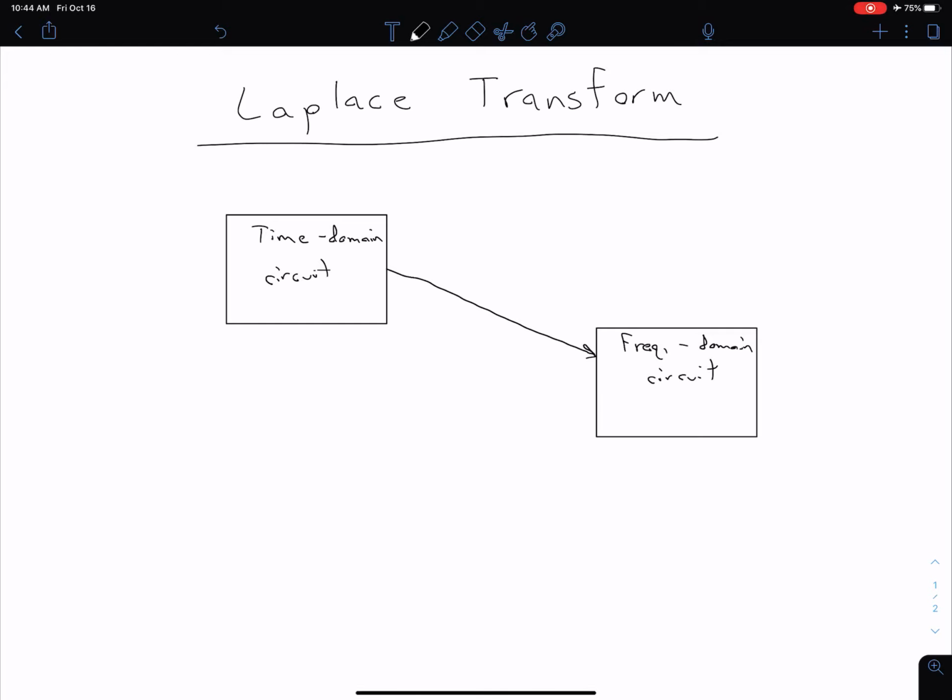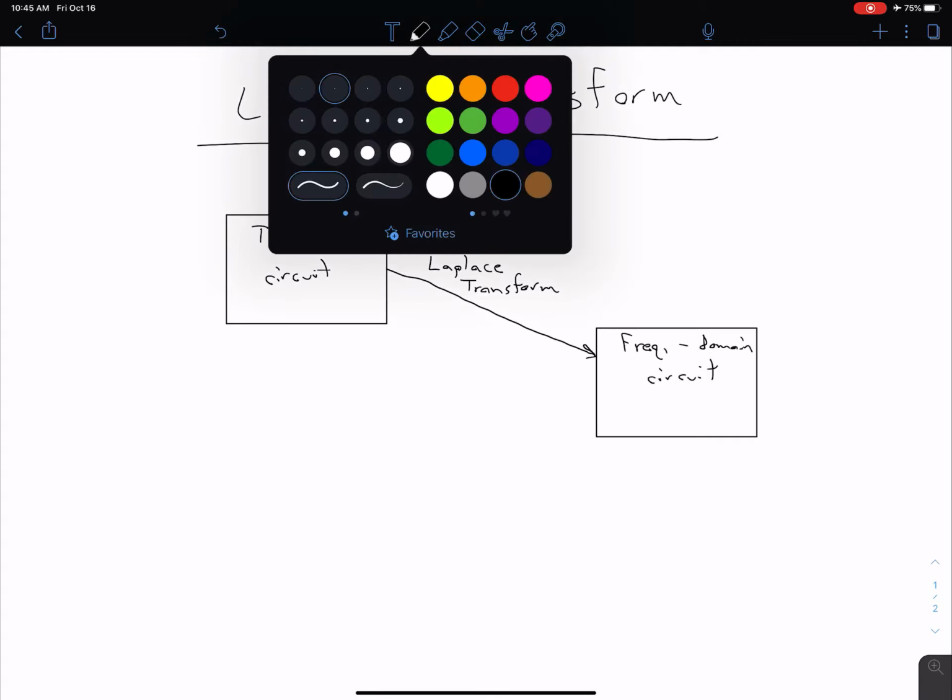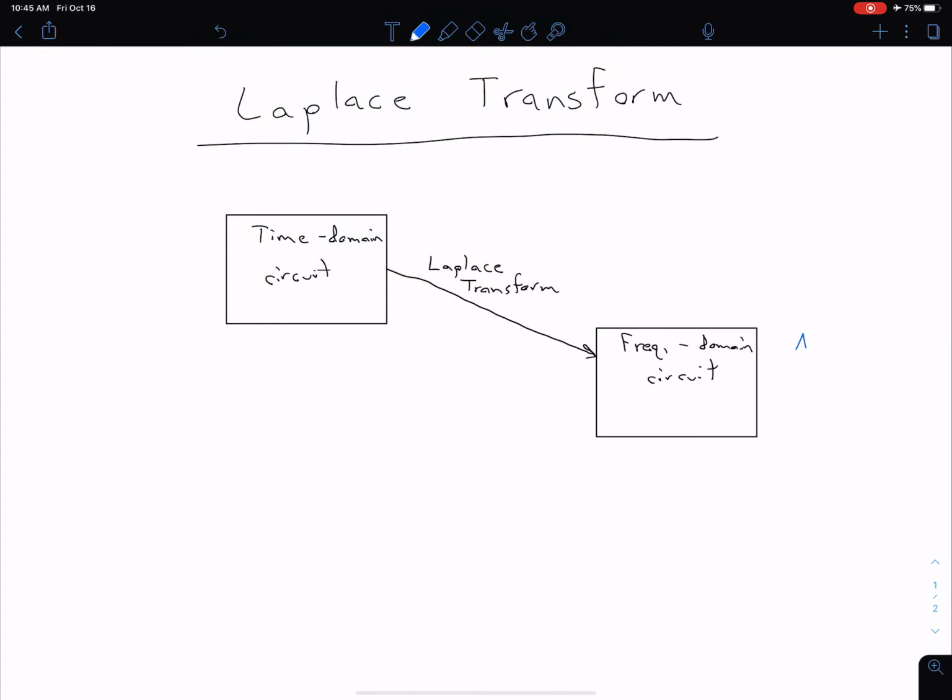How are we going to transfer from time domain to frequency domain? We've talked in previous sections about the idea of impedances, and that of course goes to the frequency domain as well. But here we're doing it a little bit differently, and we're going to use our Laplace transform. We're going to formally define that in the next video, but here we just want to get a basic idea of what we're doing. Once we're in this frequency domain, we're going to do all of our analysis.